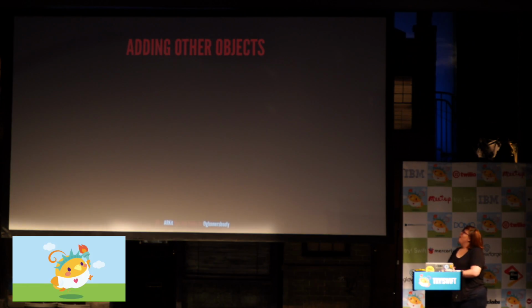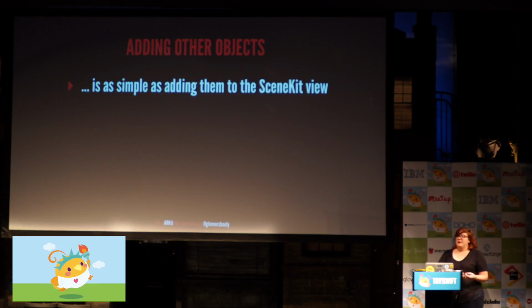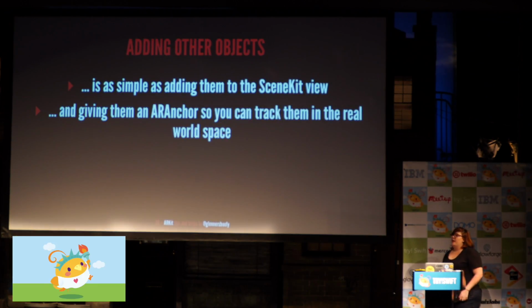And then the last thing that our demo will actually do is add other objects. So ARKit would not be very fun if all you can do is detect planes. How do you add other objects? Well, it's just as easy as in SceneKit adding a node to the scene. And for those who aren't game developers, it's kind of like just adding a view to the hierarchy. And then you can give them an anchor so that ARKit can keep track of them in the real world space.